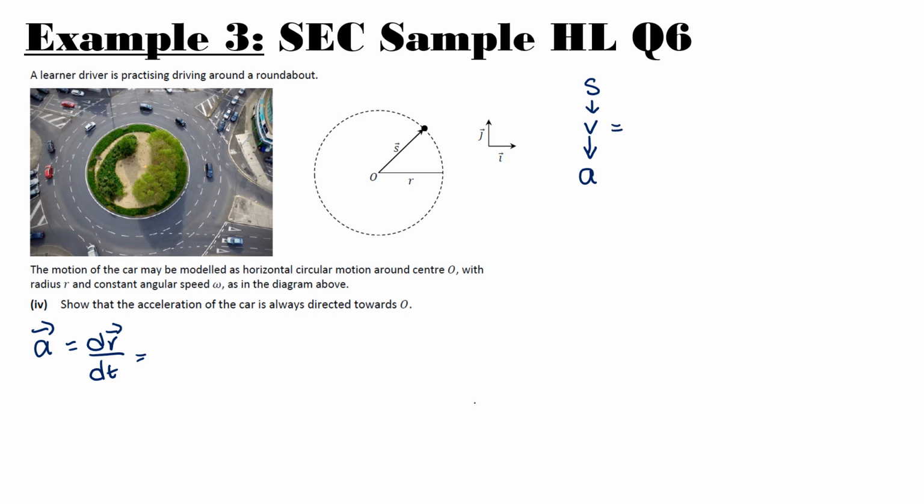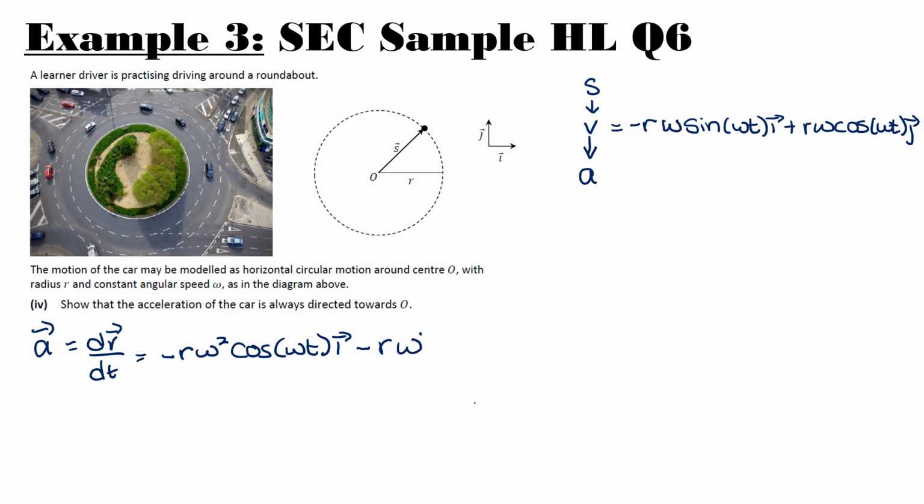I'm going to just put my v here so we have it handy. It is minus omega sine omega t i plus omega cos omega t j. So we're going to differentiate each part. Sine differentiates to cos, so we end up with minus, and then we get an omega squared cos omega t i. Cos differentiates to a minus sine, so we get minus, another omega comes out, so omega squared sine omega t j. So that's our acceleration.